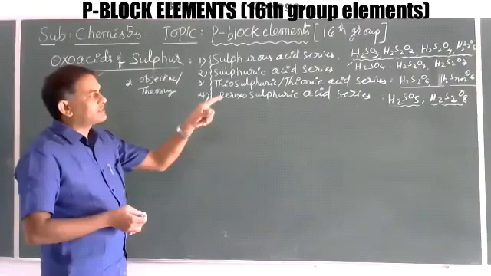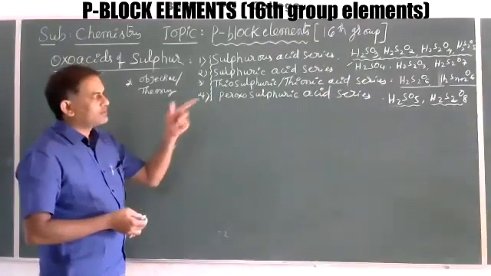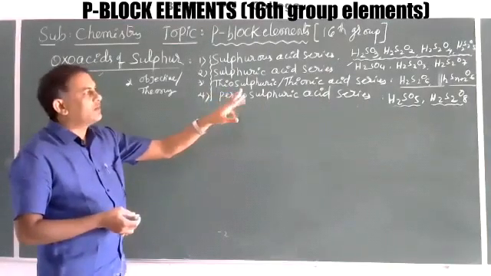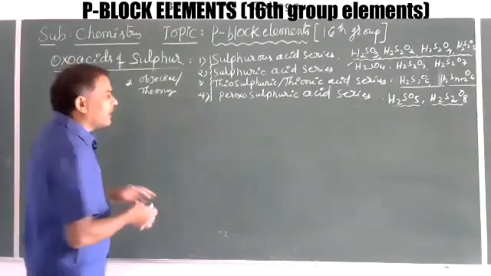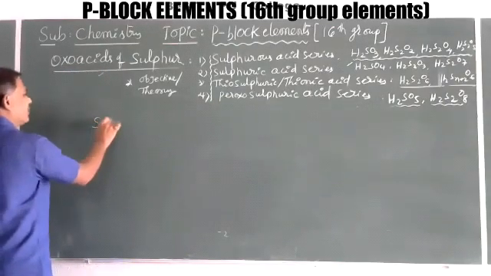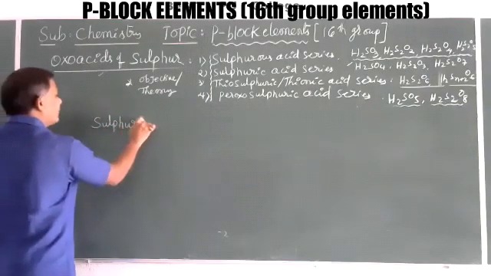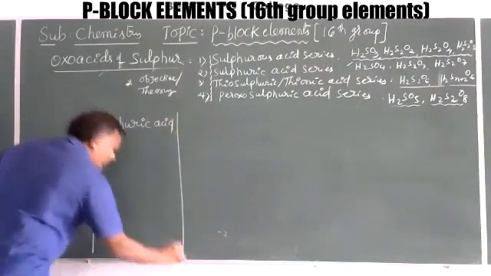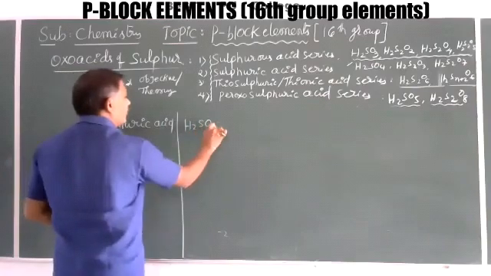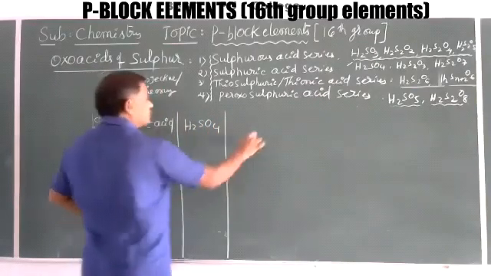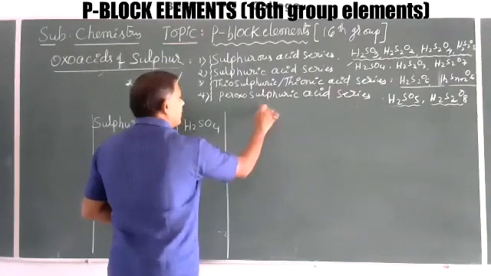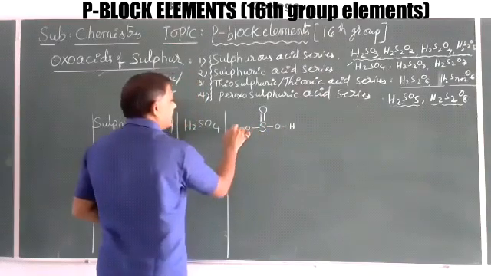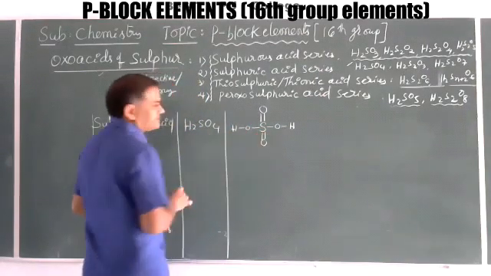In the sulfuric acid series, 3 are there: sulfuric acid, thiosulfuric acid, and disulfuric acid. These are 3 important acids. The first one is sulfuric acid, and its formula is H2SO4. Its structure has 1 sulfur and 4 oxygen atoms. Out of the 4 oxygen atoms, we can take them like this.